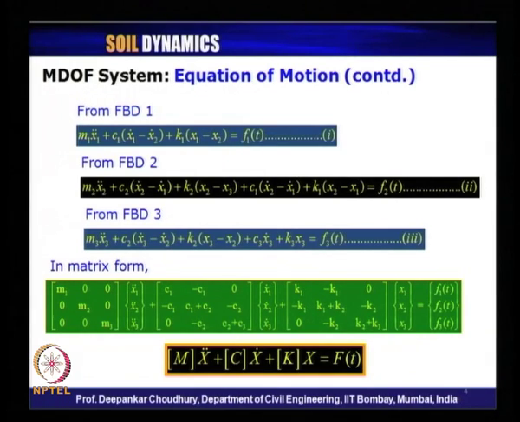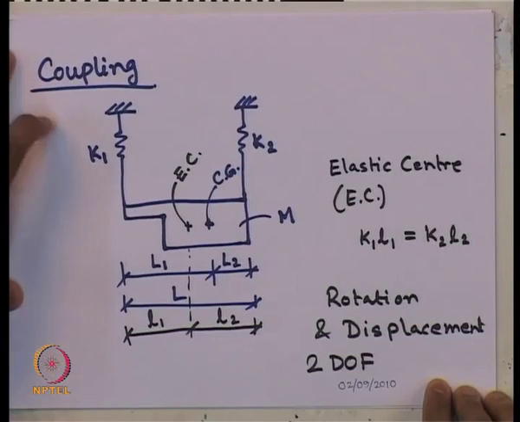What does it mean? m1 is non-zero when we are considering the first degree of freedom, that is x1(t). Similarly, m2 is non-zero when we are considering x2(t), m3 is non-zero when we are considering x3(t), otherwise all other entries are 0. This is called an uncoupled matrix. We are using the terminology uncoupled matrix. Now, we talked about this coupling in the previous lecture.